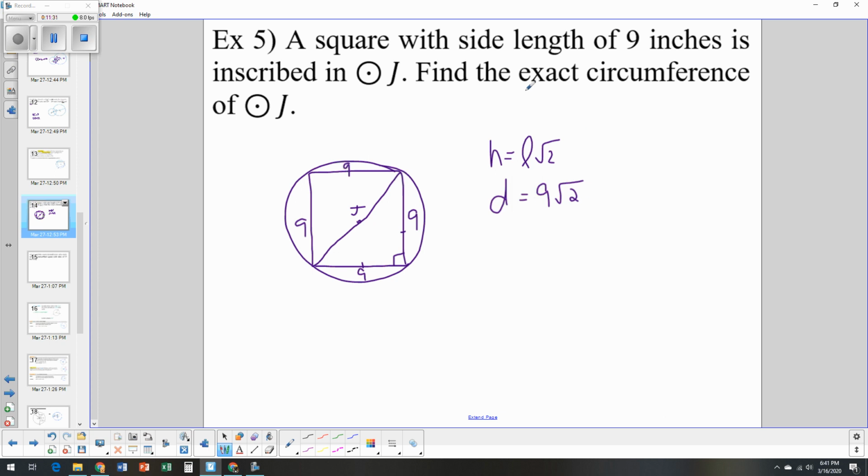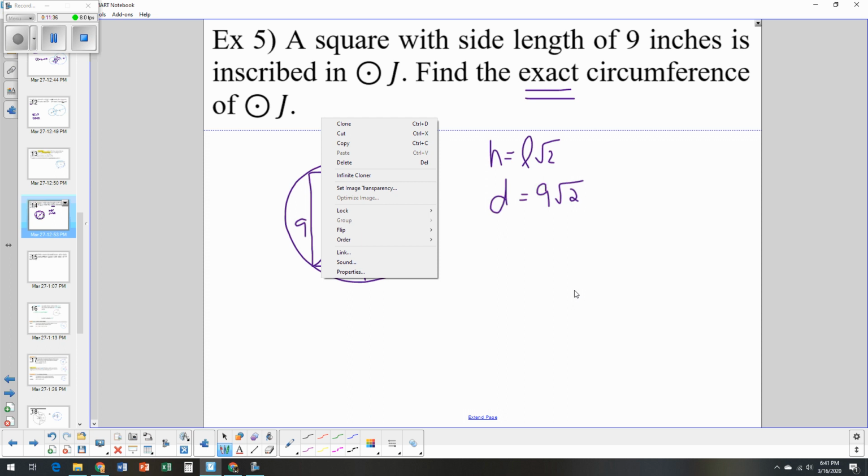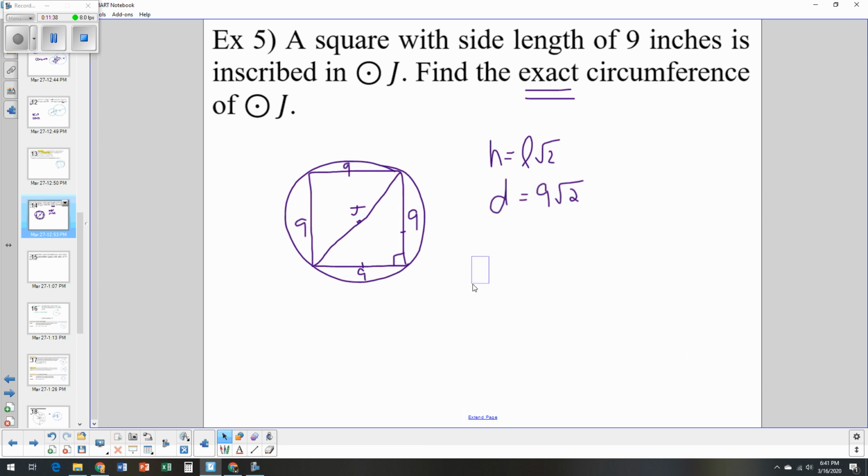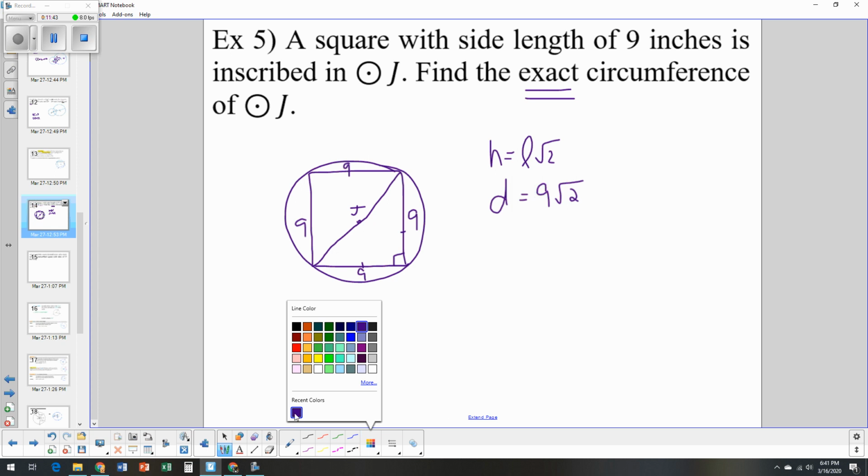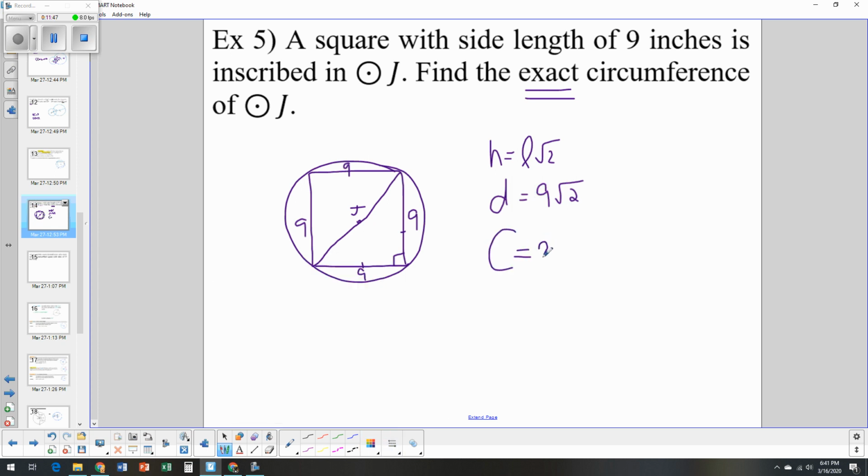Now that I have that, and again, I'm looking for exact, so I'm not going to turn that into a decimal, I'm going to find the circumference now. Circumference equals pi d. We have d, so C equals 9 root 2 times pi, or pi 9 root 2. And our units are inches. All right, so that would be our answer for this problem.